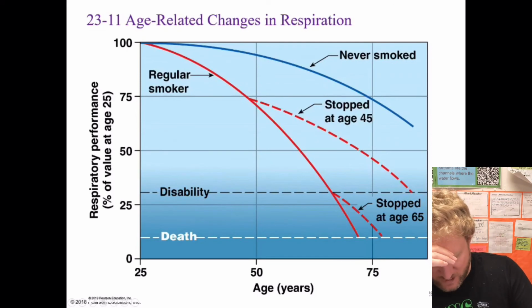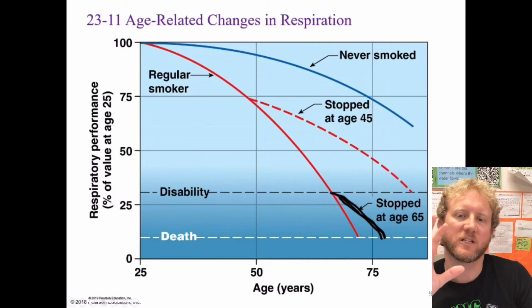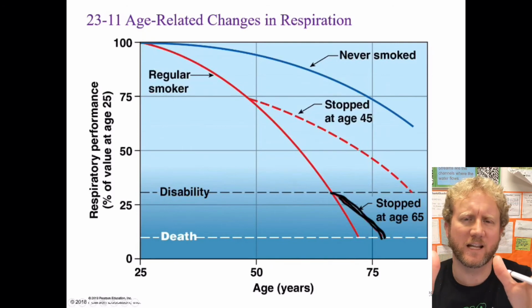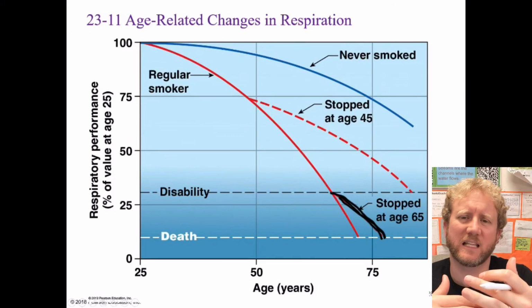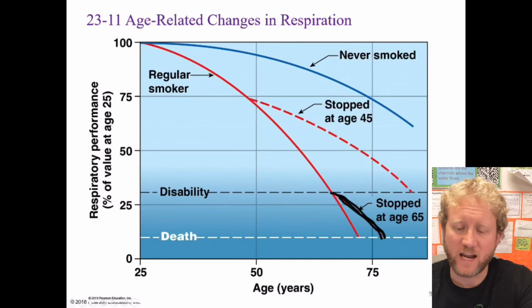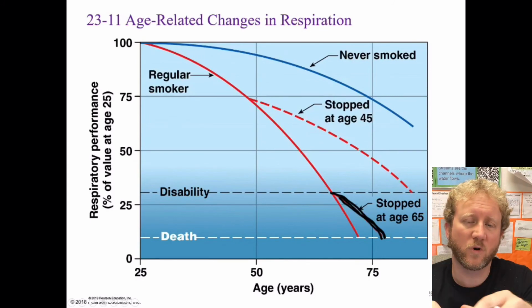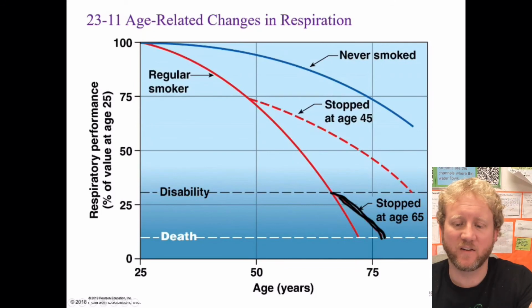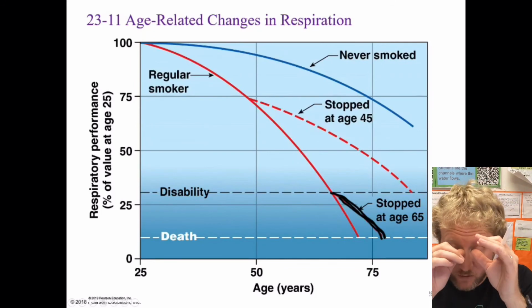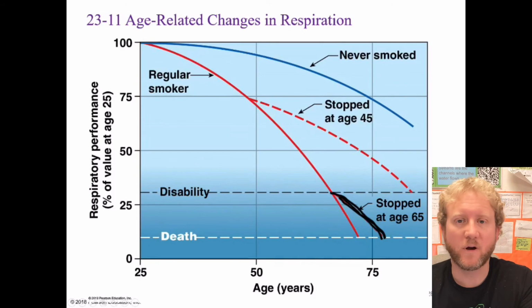So right here, if you stop smoking at age 65, death will come more quickly than if you had never smoked, due to the lung damage that was caused. Now, that's not a definite rule. There are some people who smoked their entire lives up until the day they died and lived well into their 80s, and then there are other people who never smoked, worked out, ate healthy, and they still die early.